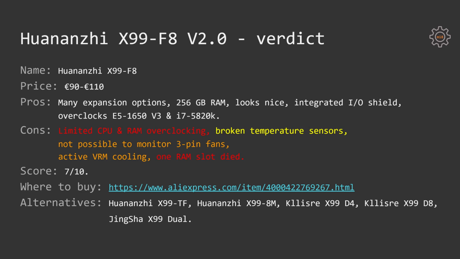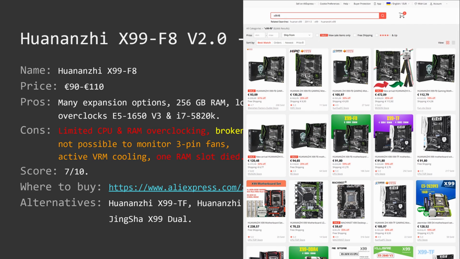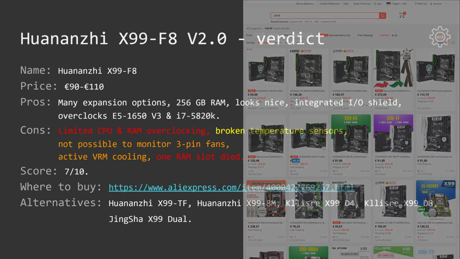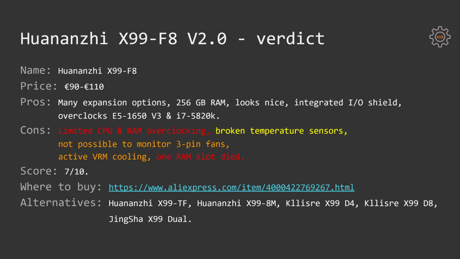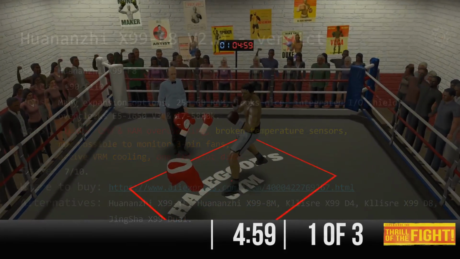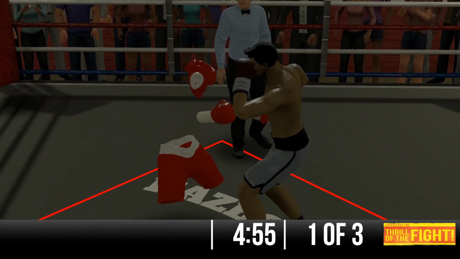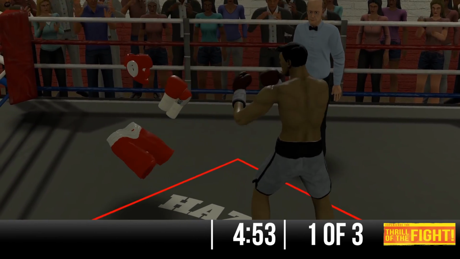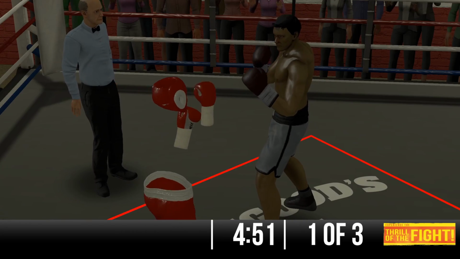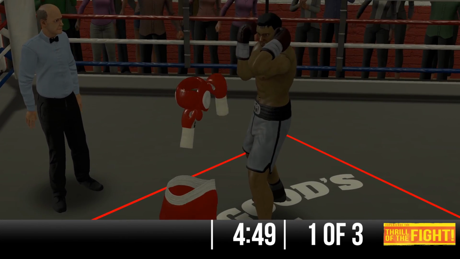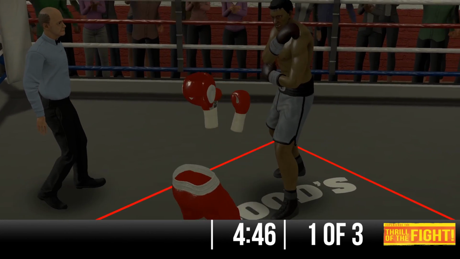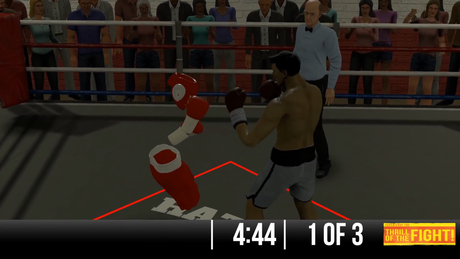Now let's make a conclusion about the Huananzhi X99-F8 motherboard. Currently it's being sold for about 90-210 euros. For the pros, I can say there are many expansion options. It supports 256 GB of RAM, it looks nice, it has an integrated I/O shield, it is possible to overclock Xeon E5-1650 V3 and i7-5820K. It's also possible to overclock i7-6800K, but only using Intel Extreme Tuning Utility, not the BIOS settings.